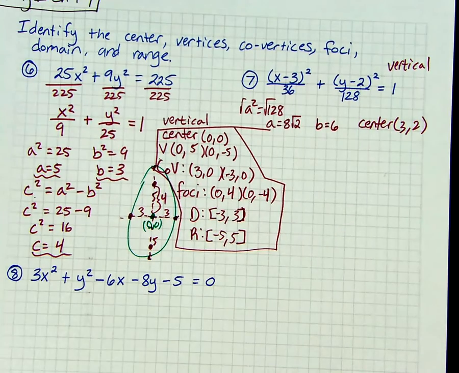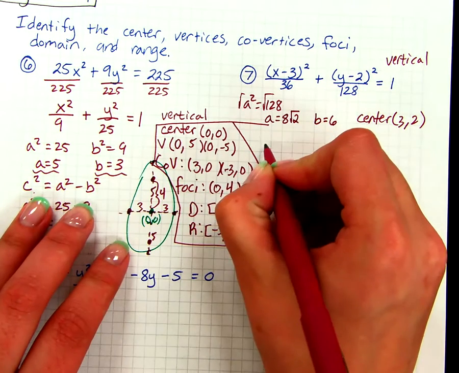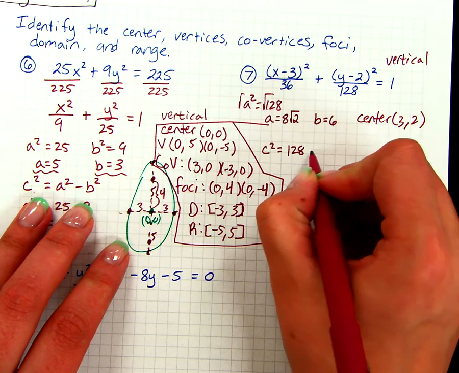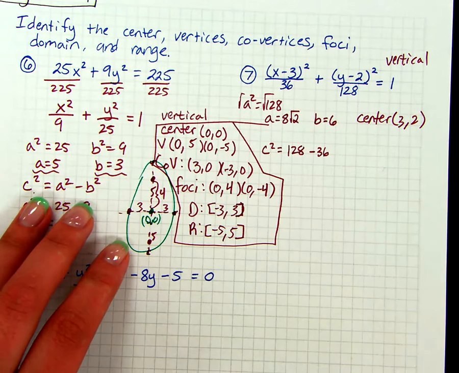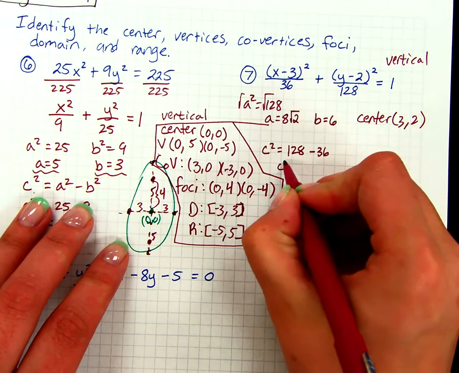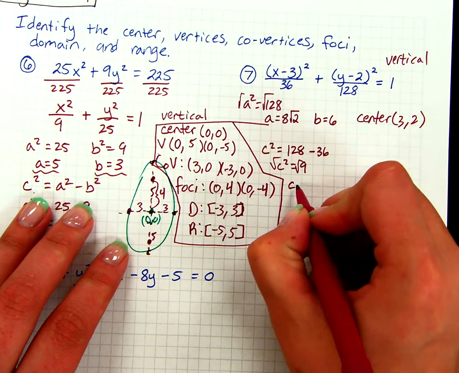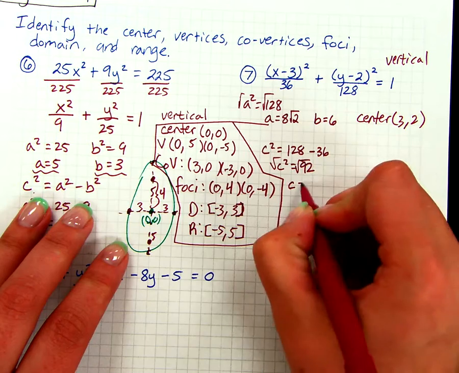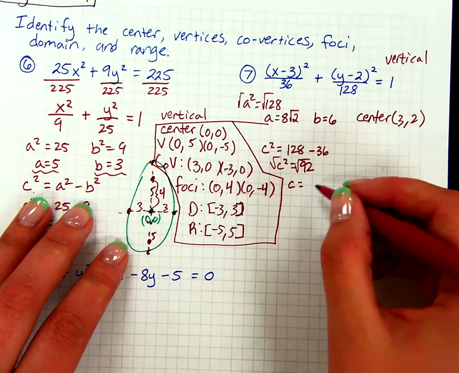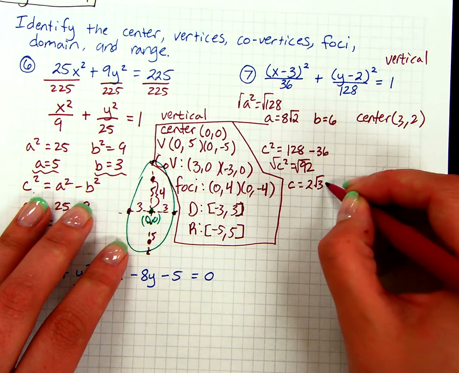And then again, we're using this formula to help us find c. So c squared equals 128 minus 36. So 128 minus 36 is going to give us, let's see, 92. Again, we just want to take the square root of each side. 92, that would be 4 and 23, so this will be 2 square root of 23 for c.